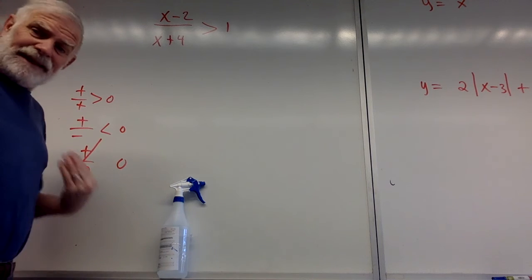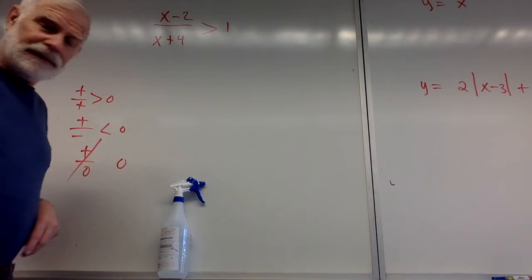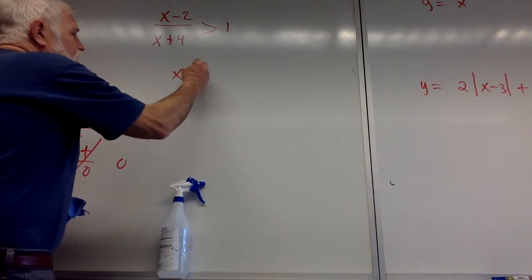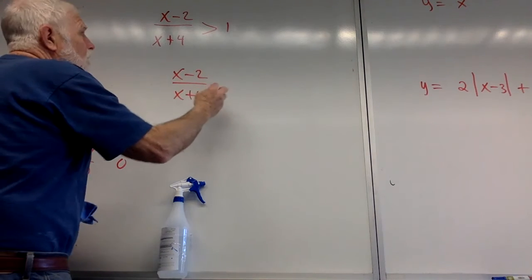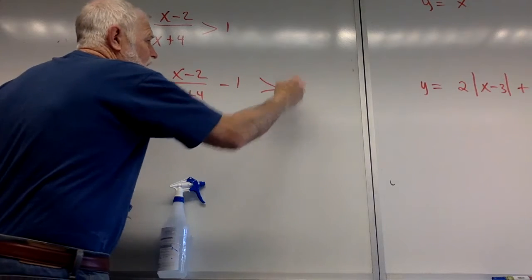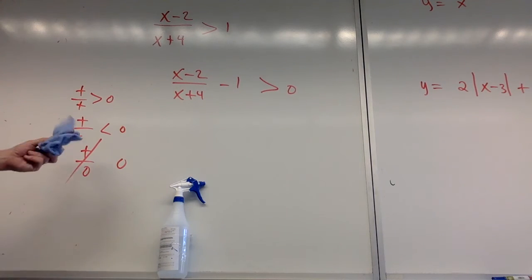It's not that easy to contemplate. So first step is (x - 2)/(x + 4) - 1. Then we can talk about it being bigger than 0. I didn't divide by a negative.